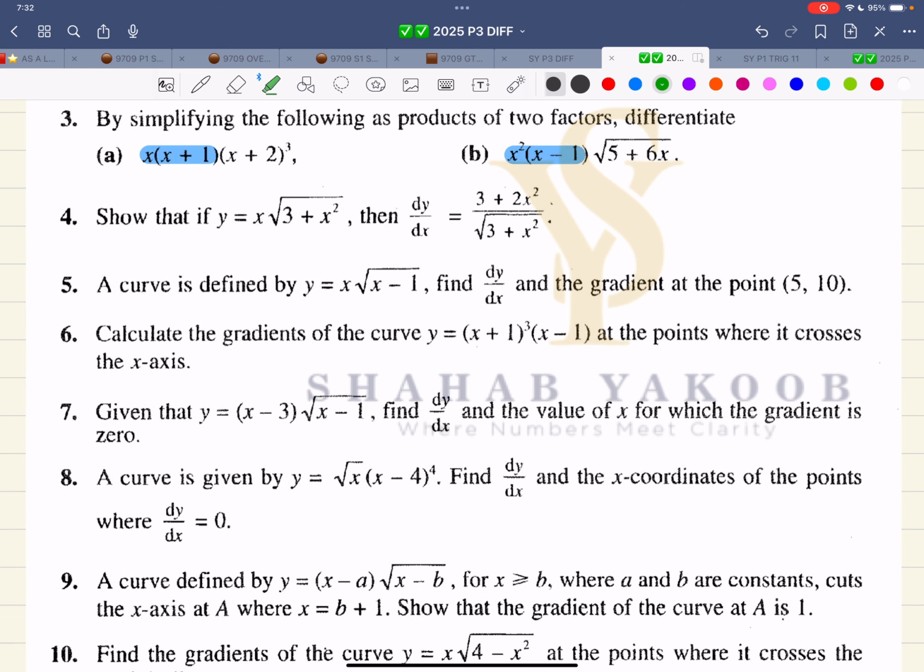What is special over here? Nothing. 4 is nothing. 5. A curve is defined by such and such. Find dy by dx and the gradient at the point 5, 10. So just plug in the value of 5 and you find the gradient.